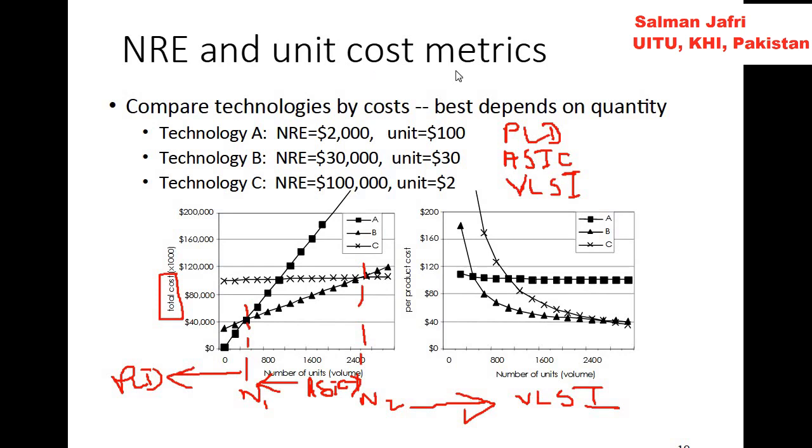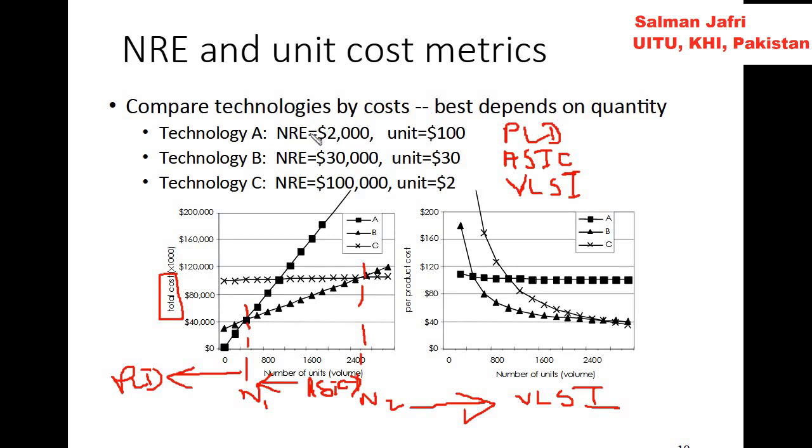Now we can have NRE cost and unit cost metrics, right? This analysis is important because if we want to manufacture an embedded system, we must find out the appropriate technology in which to manufacture it. Some technologies are cost effective for a small number of units, like FPGAs. Some technologies are cost effective for a moderate number of units, and some technologies like technology C would be feasible for a very large number of units produced. So technology A can translate to a PLD, programmable logic device. Technology B can translate to an ASIC, and technology C can translate to VLSI, the most advanced IC technology to manufacture an embedded system.